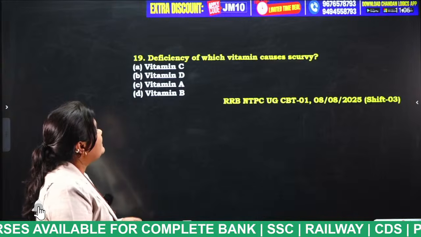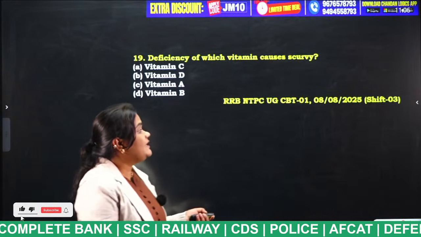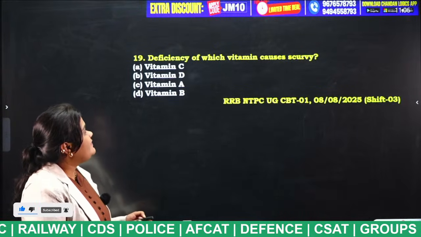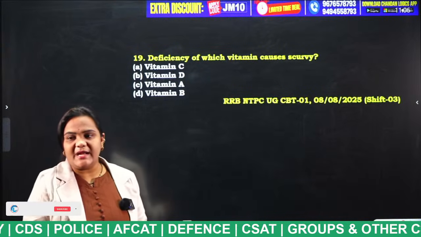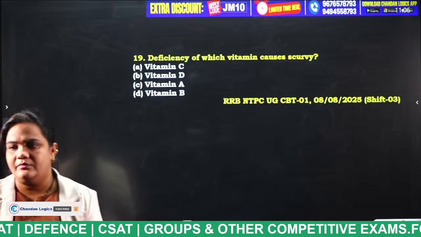Deficiency of which vitamin causes scurvy? This question was asked in RRB NTPC, August 8, 2025. Vitamin C, vitamin D, vitamin A, or vitamin B. Tell me, what is the answer for this question? Wait a minute, students.